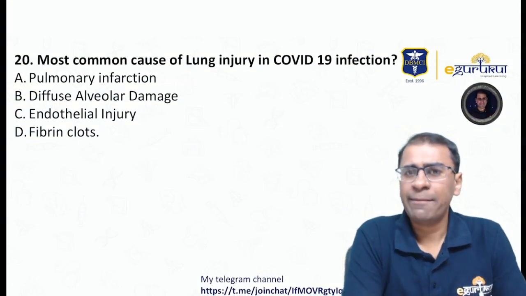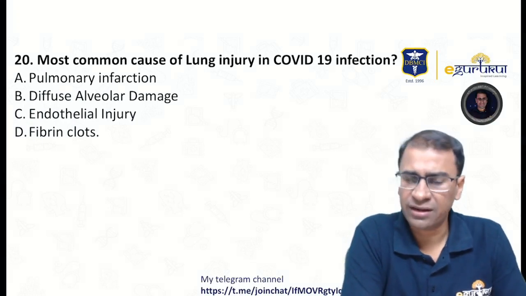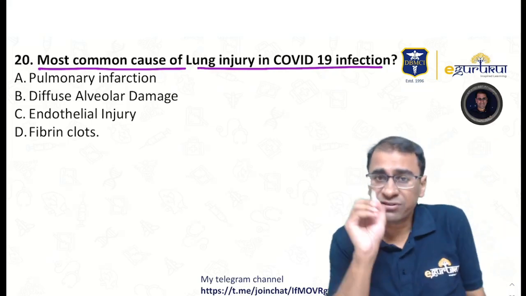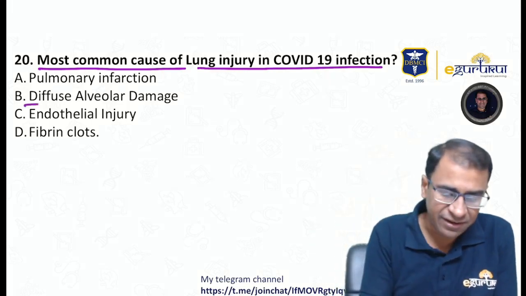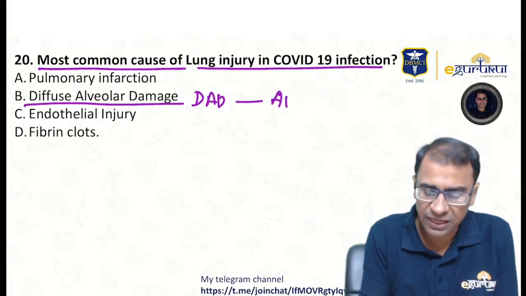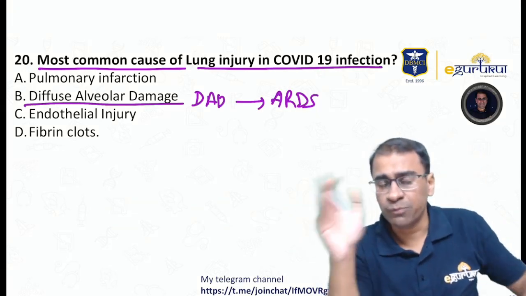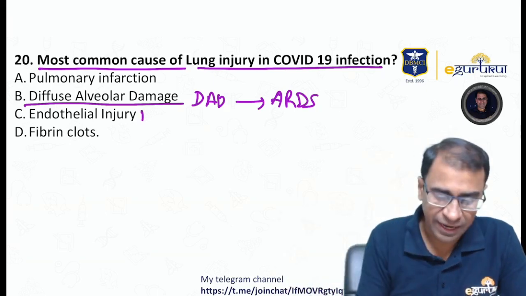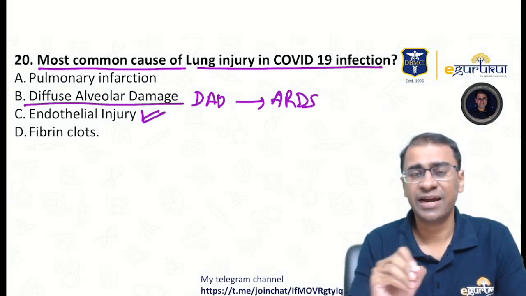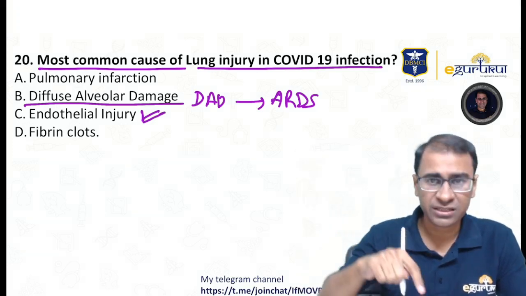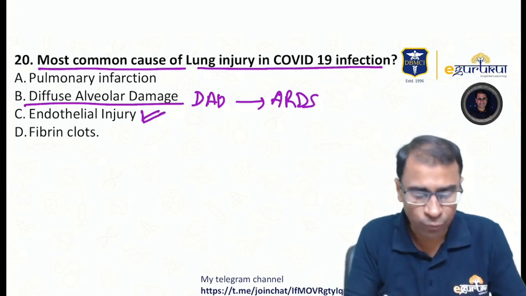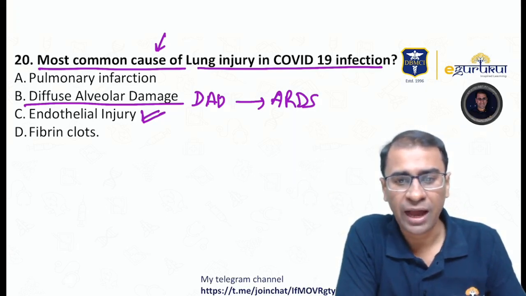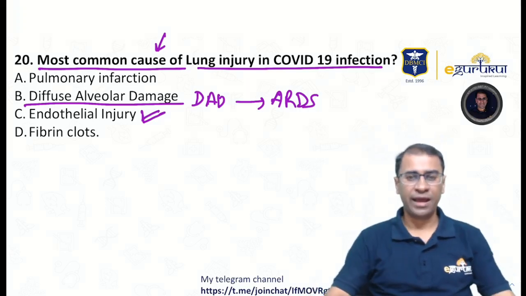Okay, now this became a bit controversial because many students were giving a different thought on this question. Most common cause of lung injury in COVID-19. If it's asking you the most common cause of lung injury, it definitely is DAD, because this is causing ARDS. But if the question is the most common lung finding in a case of COVID-19, it would be endothelial injury. Please understand, endothelial injury is the one which starts it and is the most common finding. But if you are saying most common cause, the cause is definitely ARDS, which is actually diffuse alveolar damage. It is therefore diffuse alveolar damage.